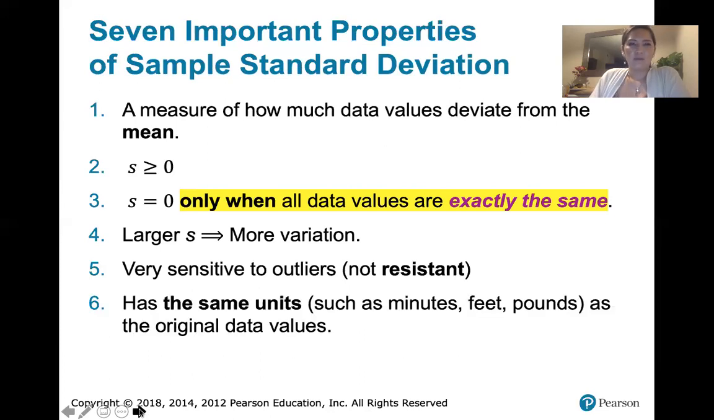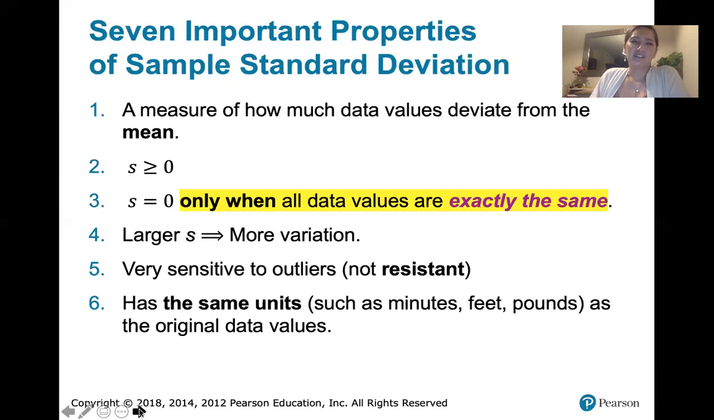Now, if you take the original values, let's say that they're in minutes, and you subtract the mean, which is also in minutes, and you square it, it's going to give you minutes squared. You divide by a constant, still minutes squared. Or you add them all together and then divide by a constant, you're still in minutes squared. Then you take the square root, you get the minutes back. Because we squared something and then we took the square root, we're going to have the exact same units that the original data values have.